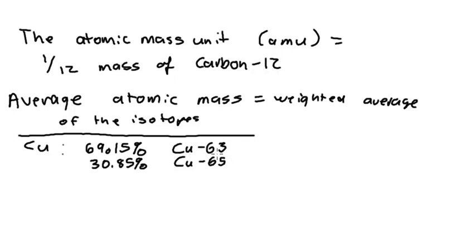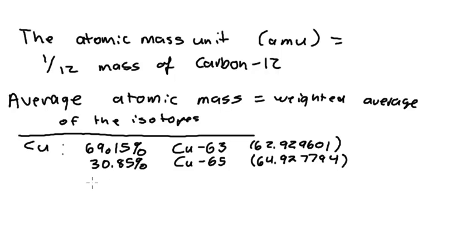Now, the mass of copper-63 is approximately 63 AMUs. It turns out it's not exactly 63 AMUs. It's 62.929601 AMUs. That's actually the mass of copper-63. And the mass of copper-65 is not quite 65, it's 64.927794 AMUs, but it's really close. If you use the numbers 63 and 65, you'll still end up with almost the exact same answer.